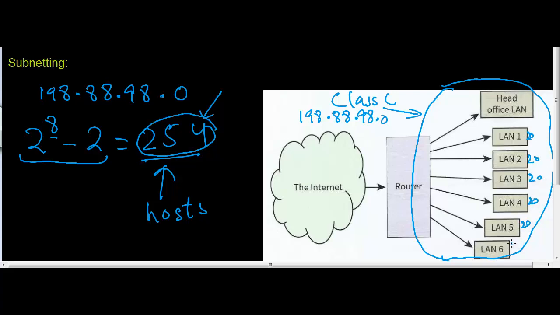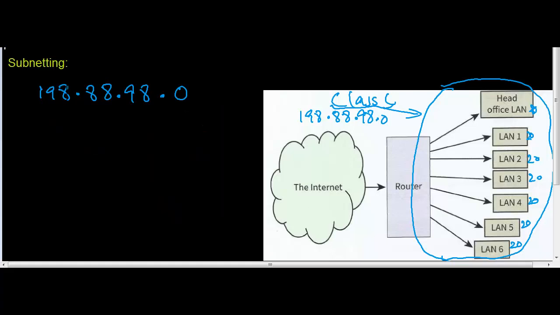So each local area network for the departments was going to have 20 computers, and this one was going to have 30 computers, right? Now what we are going to do is break this one class C network into smaller networks, and let's see how we are going to do that. We are going to use the host bits to set up our subnets.